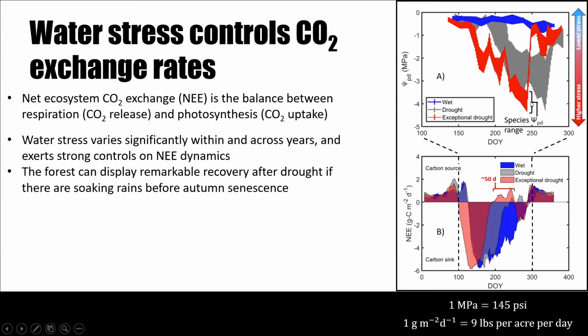And you can see that reflected in our water stress measurements, or our pre-dawn data, up here in the top panel. That rehydration event in the, pardon me, exceptional drought year was quite profound, and you see that here, showing that return to a much more hydrated status.